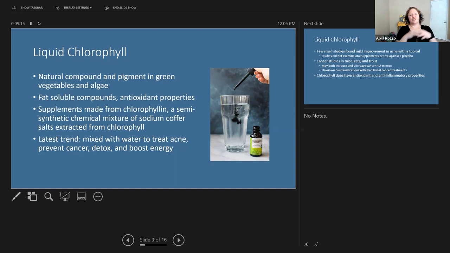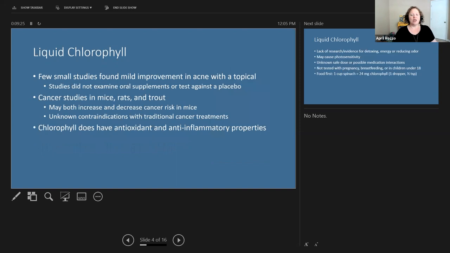So the latest trend is you mix a dropper or two with water and drink it, and it's supposed to treat acne, prevent cancer, detox your body, and boost energy. So here's what the research has shown so far. There are a few studies that have found, with a topical chlorophyll, mild improvement in acne. The studies did not examine oral supplements or test against a placebo to see if it was a real effect or not.